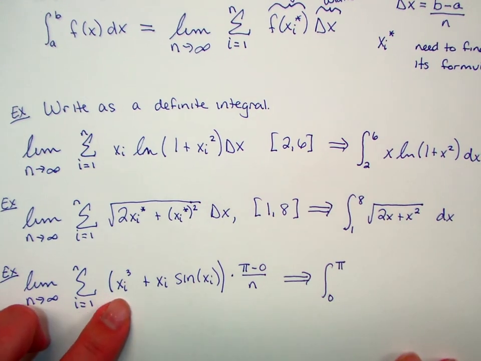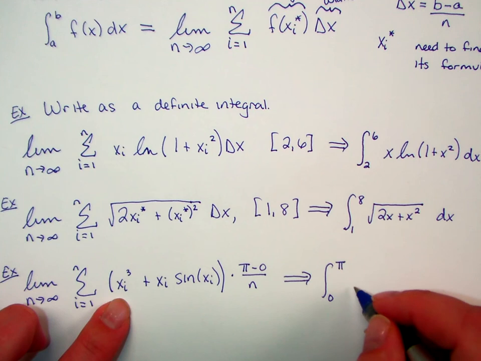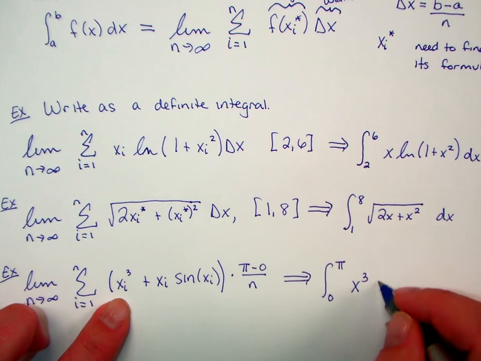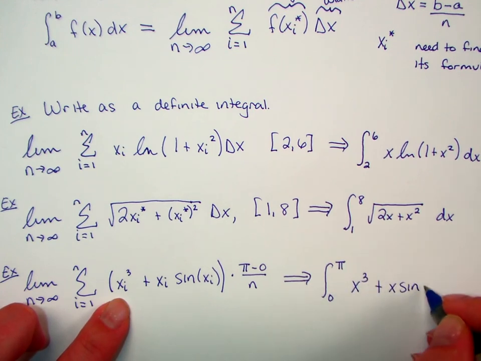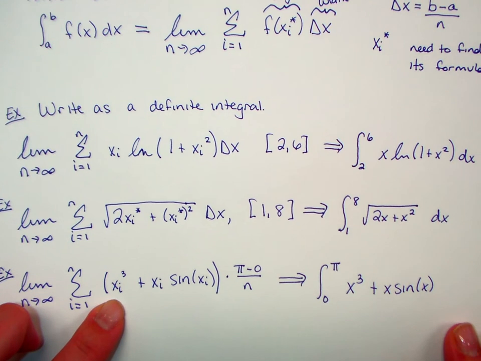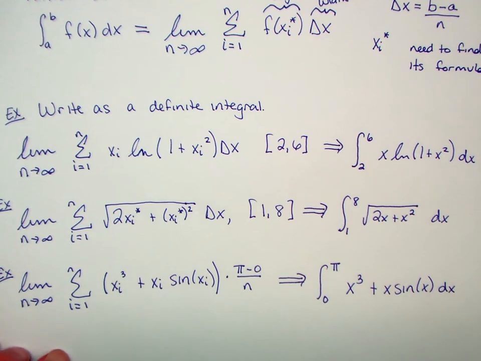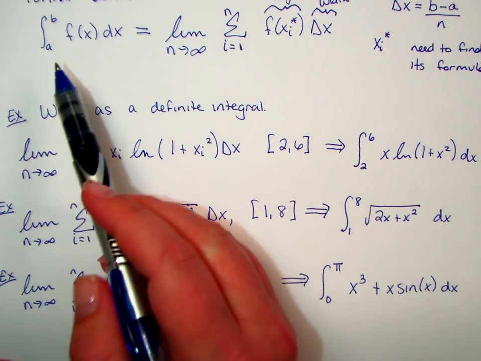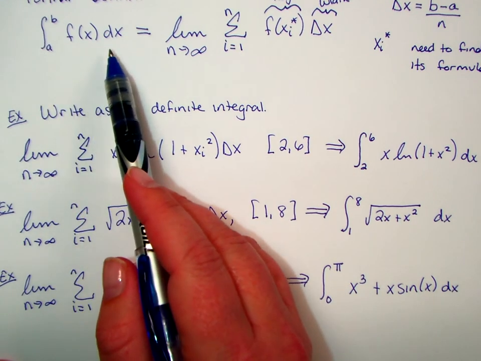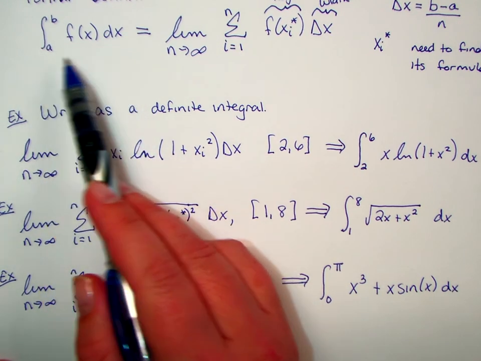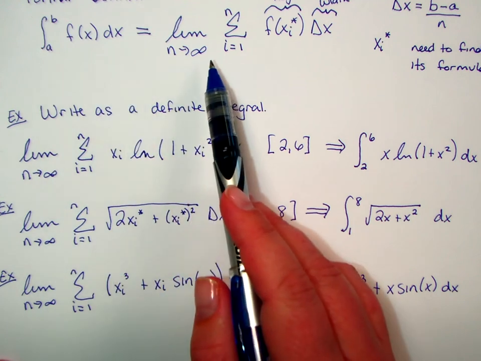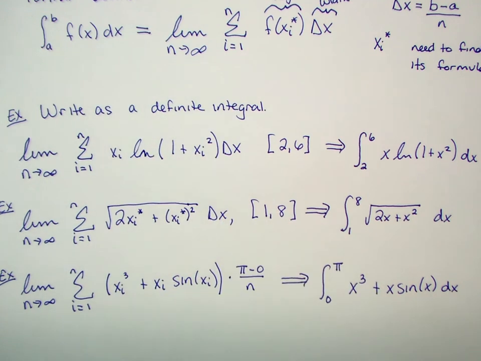Now what's the function? We're going to take the x sub i's out and just put x's in there. We're going to get x cubed plus x sine x, right? And then every single integral needs a variable of integration, and since our variable is x here, we're going to integrate with respect to x. So now, given this integral here, let's calculate the value of this area using this infinite sum of rectangles.